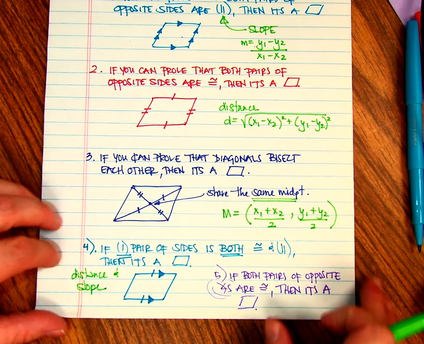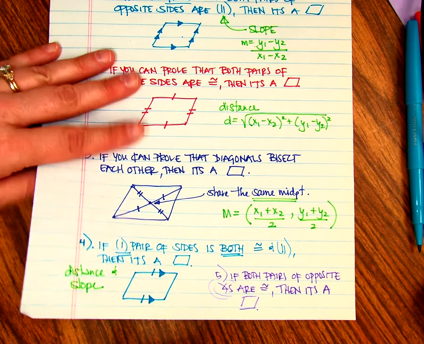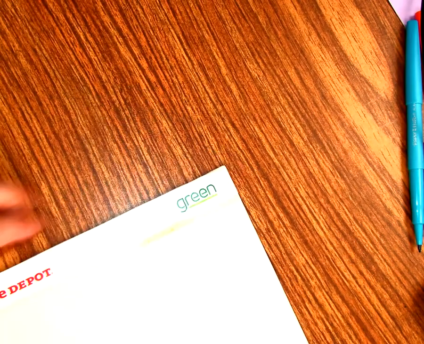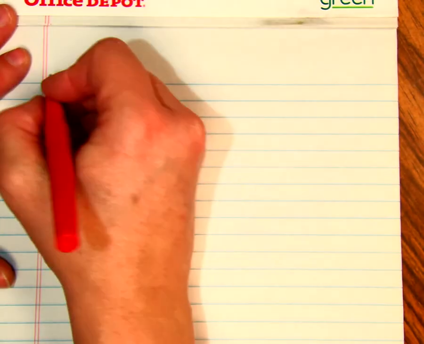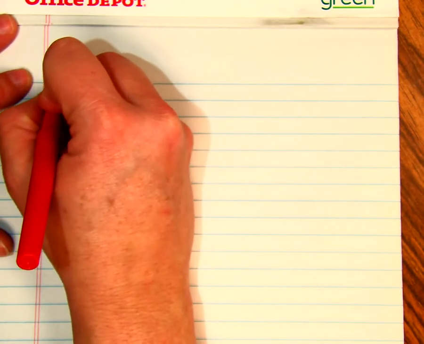Okay, so we are going to start off with an example. I'm going to zoom in here a little bit more so I can show you how these are going to be used with ordered pairs. So I have quadrilateral.